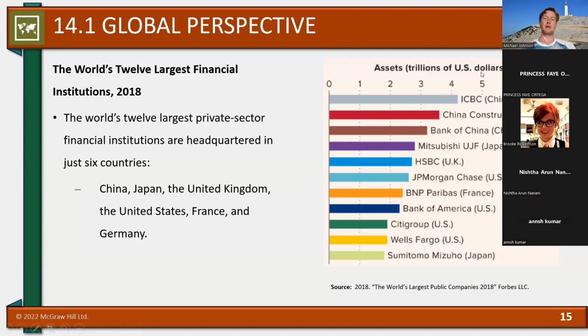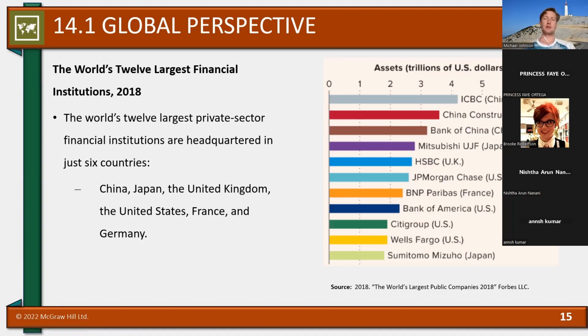So the biggest bank in the world is ICBC in China, which has over 4 trillion in assets. China Construction, which is about $3.5 trillion in assets. The Bank of China, which is just over 3 trillion in assets. Mitsubishi Bank, which is just under 3 trillion in assets. HSBC, which is about 2.5 trillion in assets. JP Morgan Chase was about 2.5 trillion in assets.